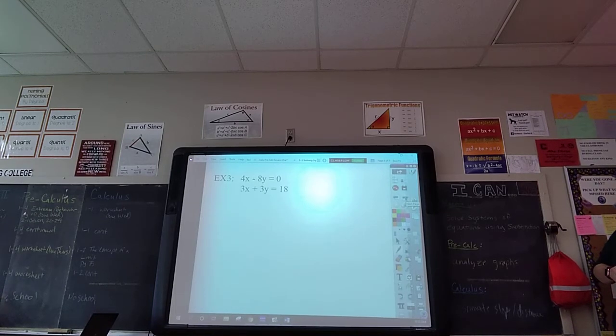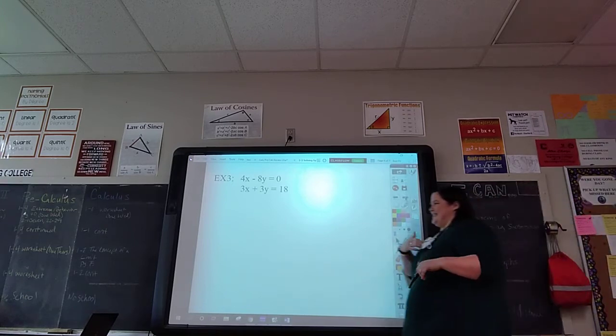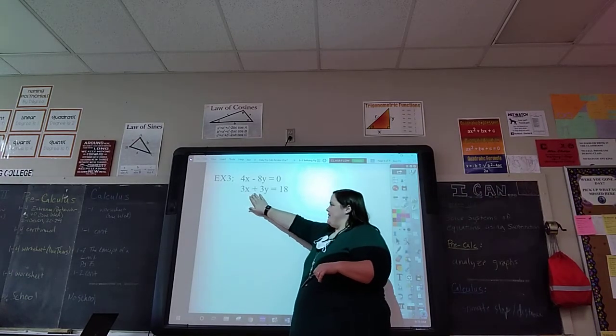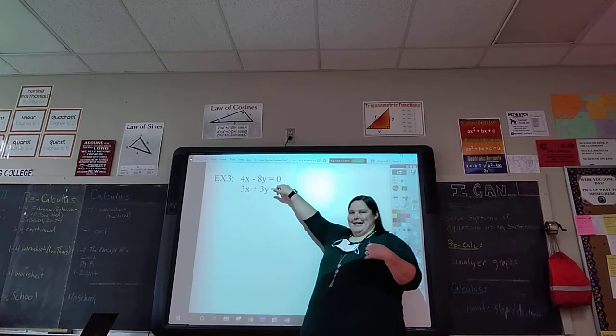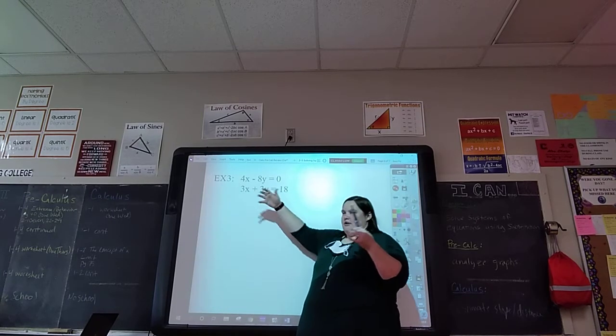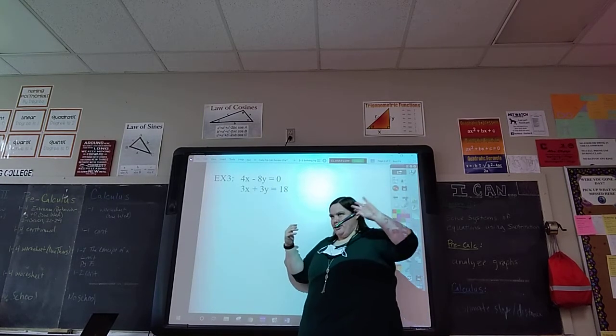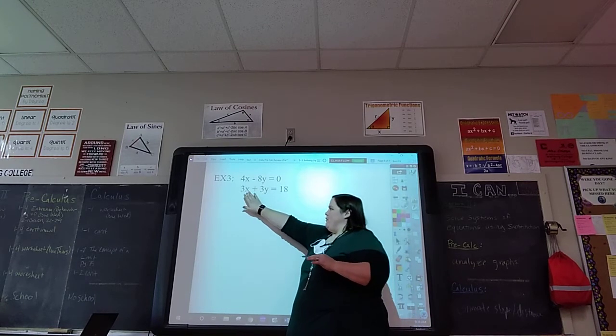So this one, you don't necessarily notice a variable that's already by itself. Like with our first example, the x or y would be pretty easy to solve for. With this one, there's numbers in front of all of them. So what I look for is something that's easy to divide. You can have a couple of different options with either one of these. The one that sticks out to me is this bottom equation. I have some 3's and 18's. I know all of those are nicely divisible by each other. So that's really what I'm going to pick.